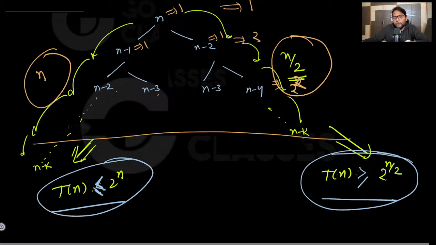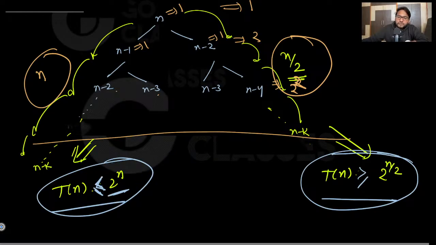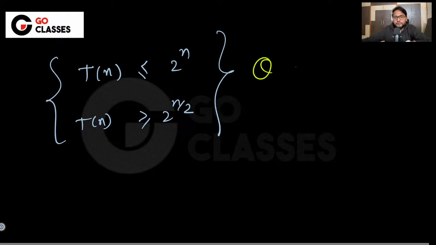You can divide by 2 power n by 2 here, and this will be 2 power n by 2. This will be just 1. So obviously this term is 2 power n by 2 times greater than this term. These two terms are definitely not the same. Since these two terms are not the same, you can't write theta. So theta is not possible here. Why? Because Tn is lesser than equal to 2 power n and Tn is greater than equal to 2 power n by 2. In that case, theta is not possible.